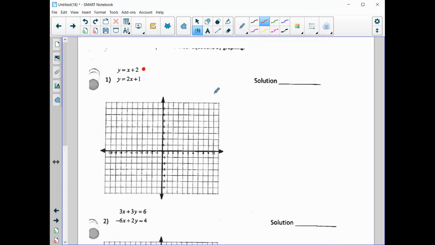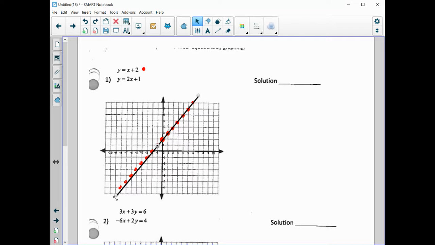So I have my first equation, which I'm going to graph in blue. Since I know the slope is 1 and the y-intercept is 2, I'm going to plot a point at the y-intercept of 2, and my slope is 1, so I'm going to go up 1 over 1. With problems like these, we want to make as many points as we can fit on the graph because we're looking for the point where the two lines intersect. So that's going to be my first line.